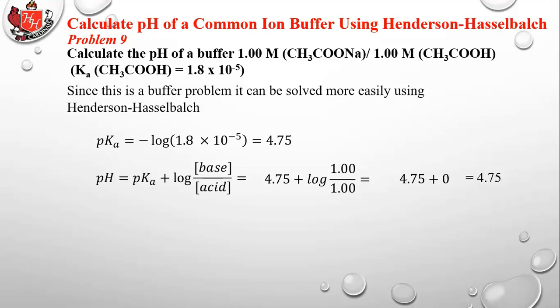So if you want to buffer your pH at 4.75, you find an acid that has a pKa of 4.75. That would be acetic acid. And you use equal concentrations. It doesn't have to be 1 molar over 1 molar. It could have been 2 over 2, 10 over 10, 15 over 15. As long as the concentrations are equal, then the log of that will become log of 1, and log of 1 is 0. So you'll end up with a pH equal to the pKa of the acid. And there it is.